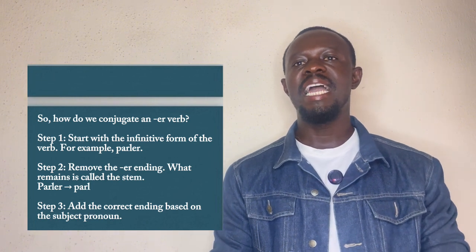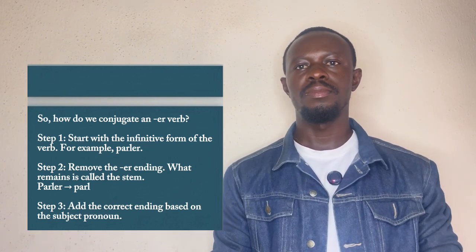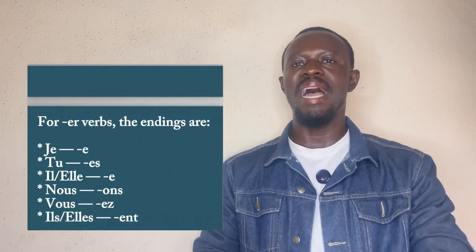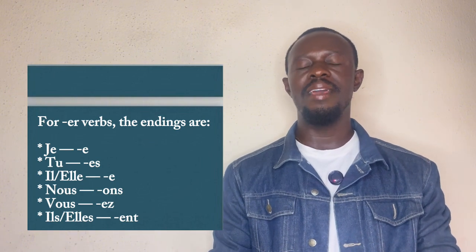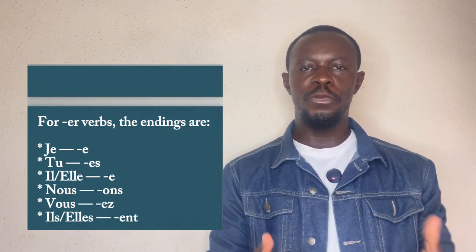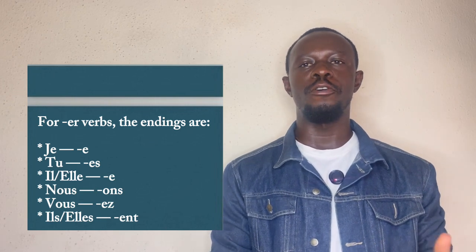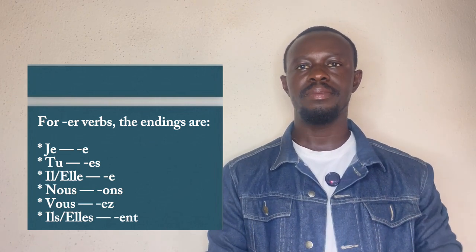Now, step 3, add the correct endings based on the subject pronoun. For ER verbs, the endings are: for je, we are going to be adding E. For tu, we are adding ES. For il, elle, we are adding E. For nous, we are adding ONS. For vous, we are adding EZ. And for ils, elles, we are going to be adding ENT.